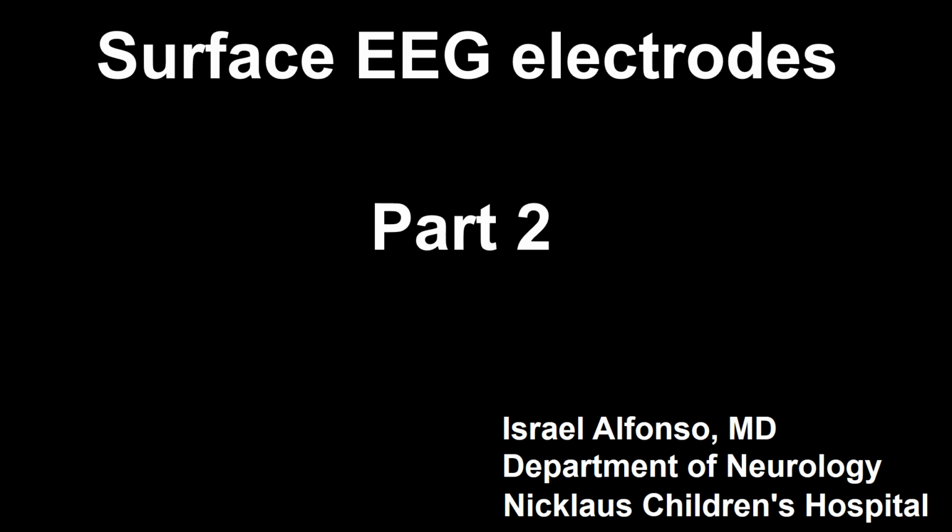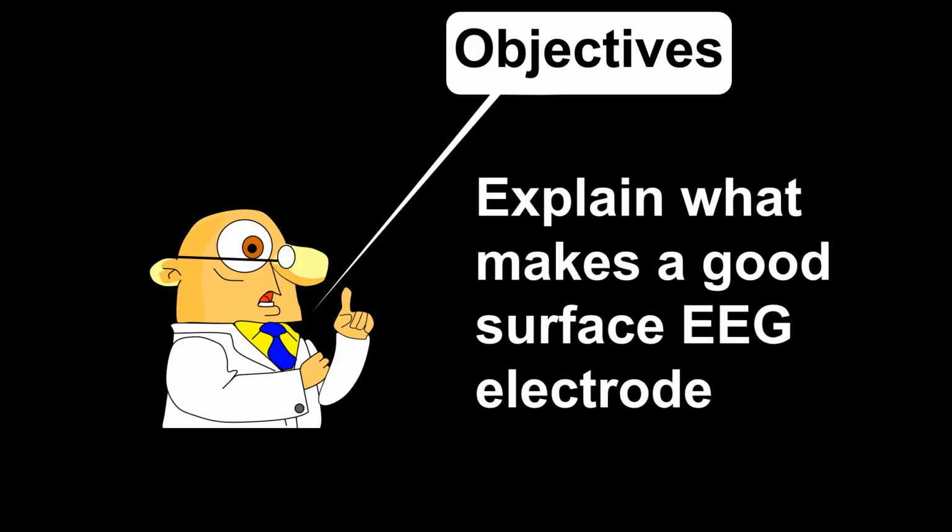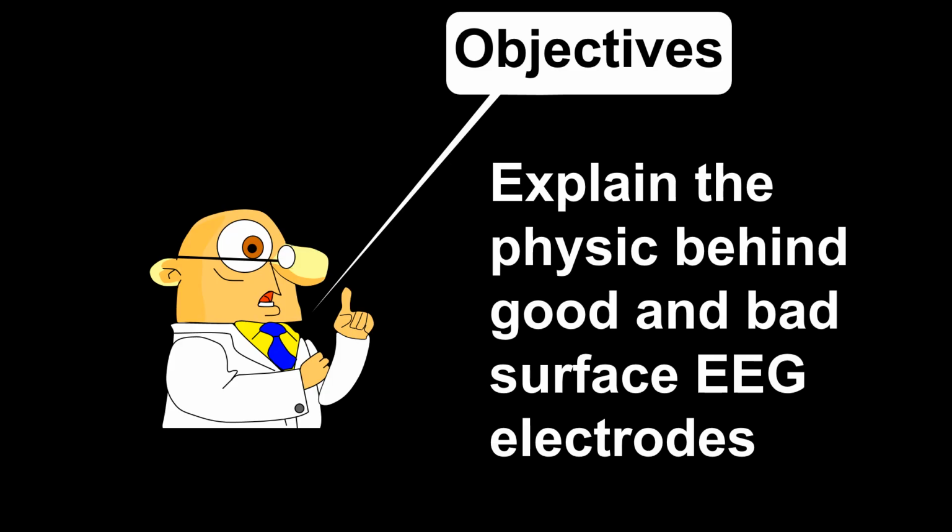This talk is about EEG surface electrodes. It is the second of a three-part series about surface EEG electrodes. The objectives of this talk are to explain what makes a good surface EEG electrode and the physics behind good and bad surface EEG electrodes.